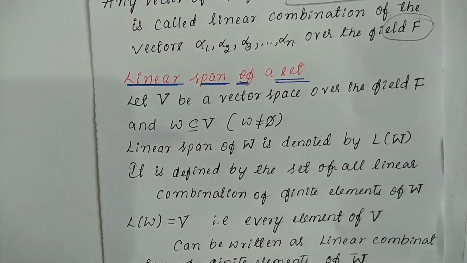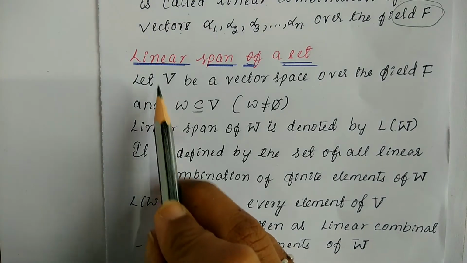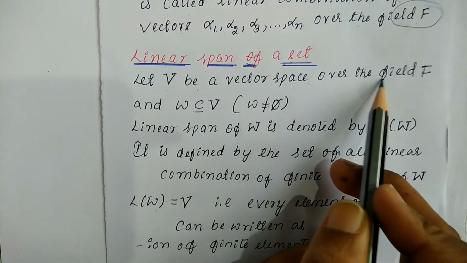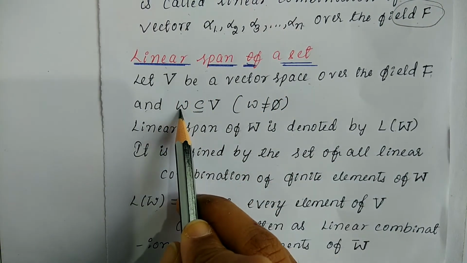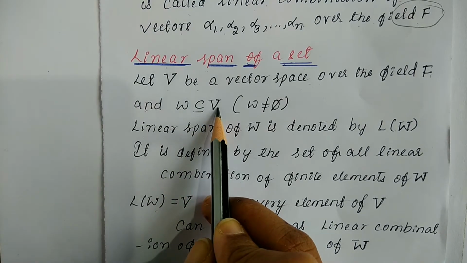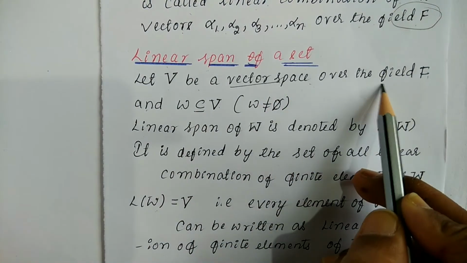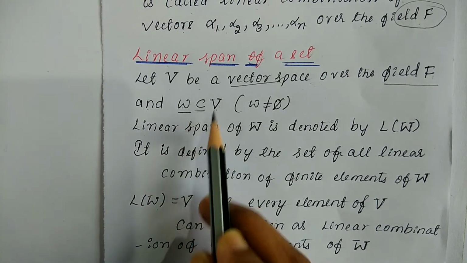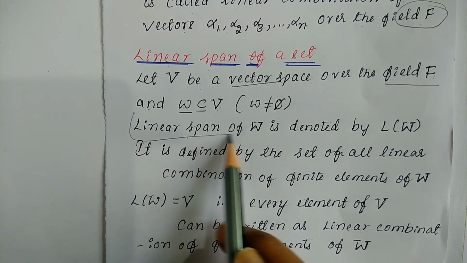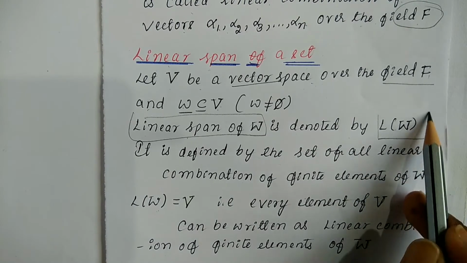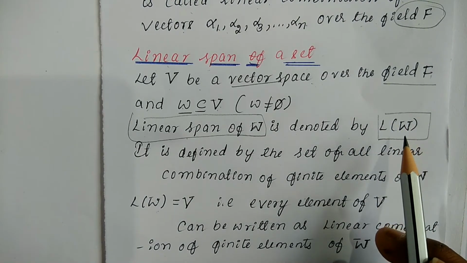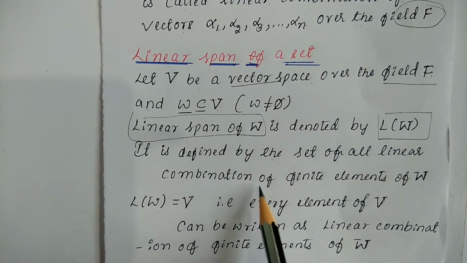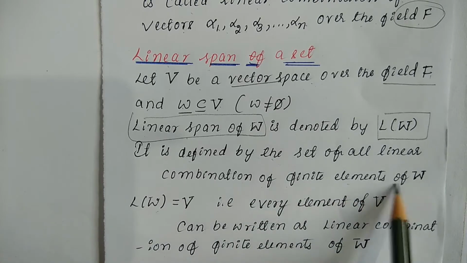Next definition, linear span of a set. Here is the definition. Let V be a vector space over the field F and W be a subset of V. Here I am taking one vector space, a field F, and a non-empty subset W of V. Linear span of W is denoted by L of W. L of W stands for linear span of W. It is defined as the set of all linear combinations of finite elements of W.